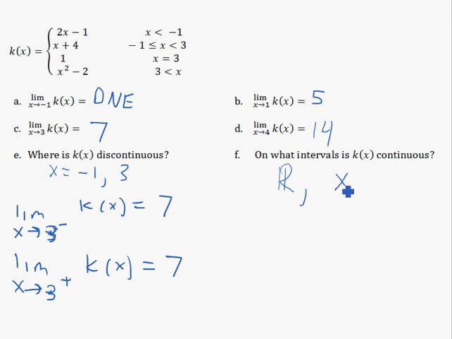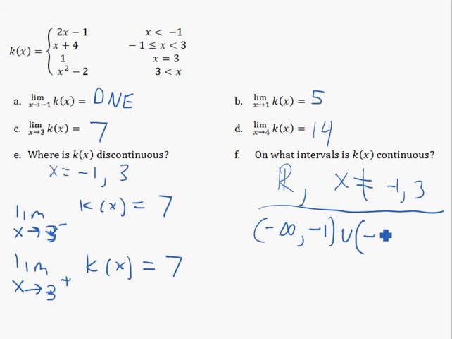Some teachers don't like that. They want to see interval notation, so you could also write it like this. It is continuous from negative infinity all the way up to negative 1, union with all numbers from negative 1 to 3, union with all numbers from 3 to infinity. So this is a possible answer, this is a possible answer.